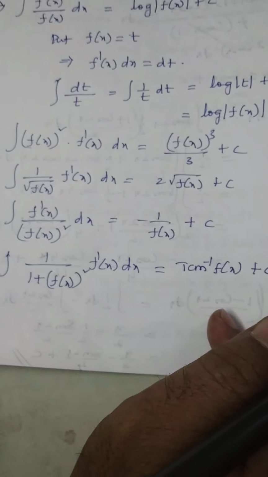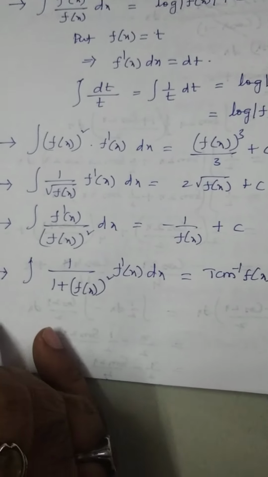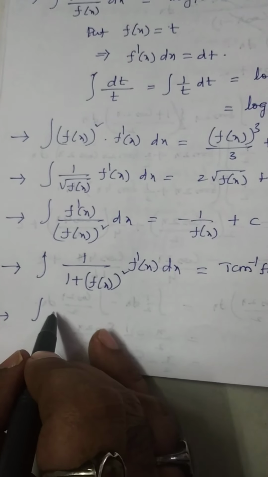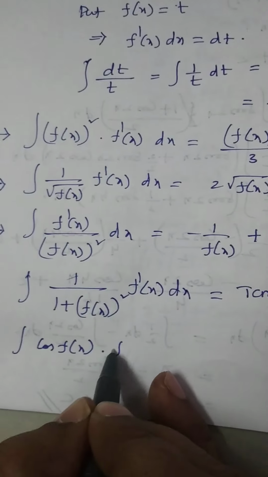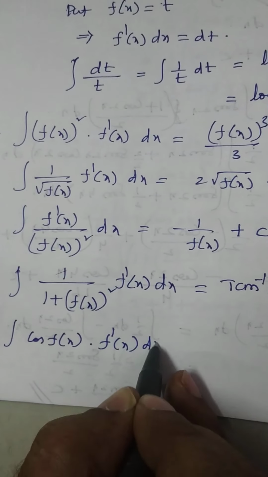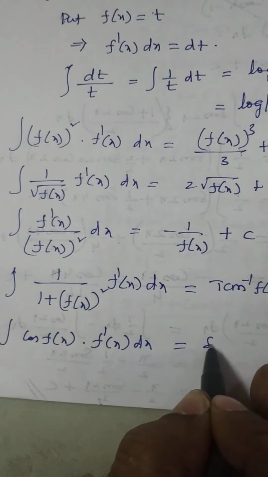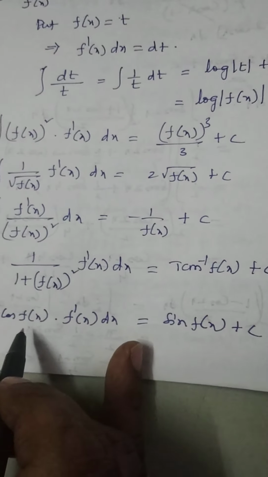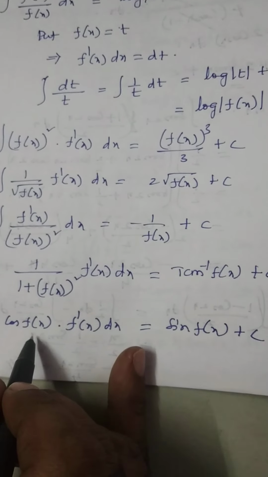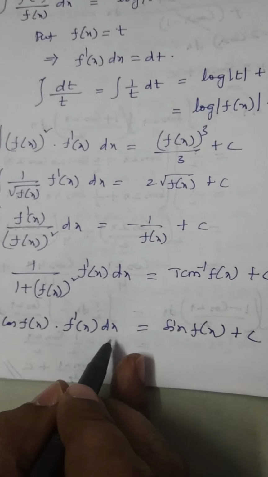Okay, similarly integration of cos of f of x into f dash of x dx is equal to sin of f of x plus c. Why? Because f of x we assume as t, f dash of x dx will be equal to dt.